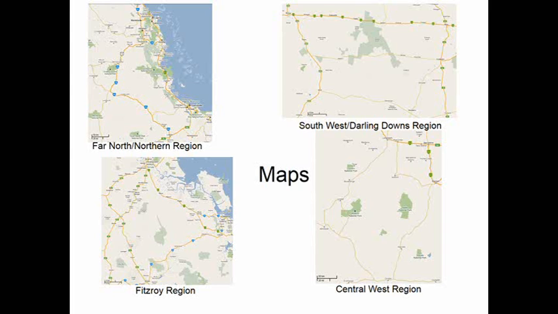As you can see, there's not many roads really. This is looking at a very large area. You probably can't see the scale here. We're talking about hundreds of kilometers where you actually only have a few options to travel. So if one road gets cut, you may have to take a very long diversion route. And this is true for all of these, whether it's the far north or Fitzroy or central west or southwest Darling Downs region, that there's so few alternatives that floods can actually be very, very costly.